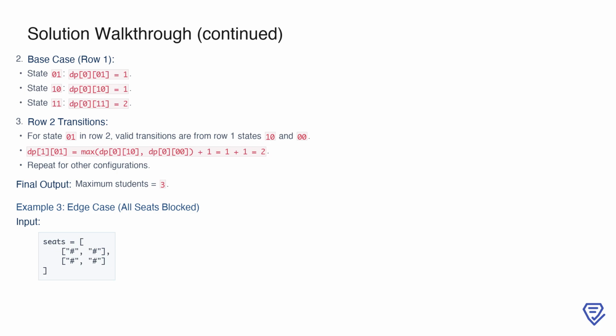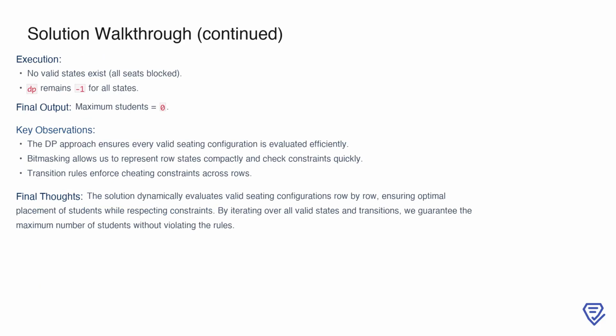Now, transitioning to the second row, we calculate the values for valid states based on the previous row. For example, state 01 in the second row can transition from states 10 and 00 in the first row. The maximum value for this transition is 1, so adding the current state's count gives us DP[1][01] equals 2. Repeating this process for other configurations, we find the maximum number of students that can be seated in this grid is 3. Finally, let's consider another edge case where all seats in the grid are blocked.